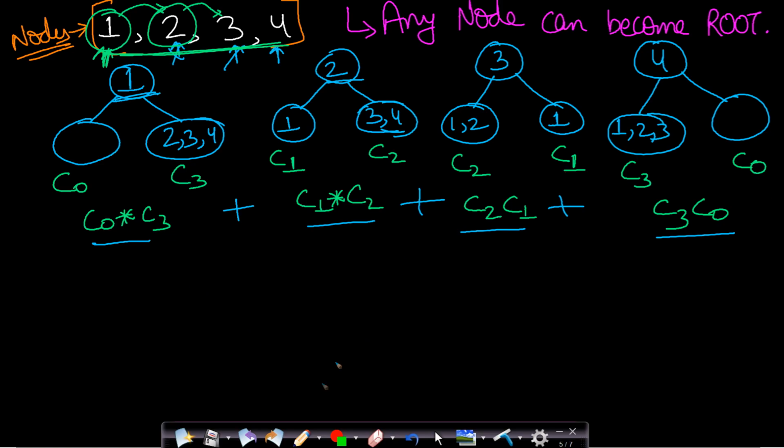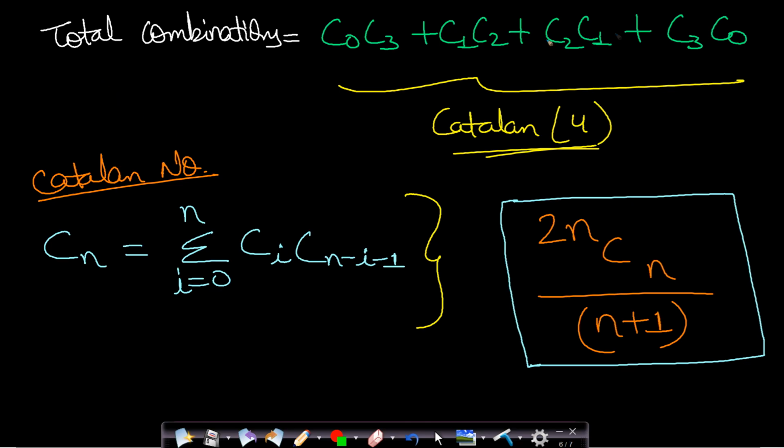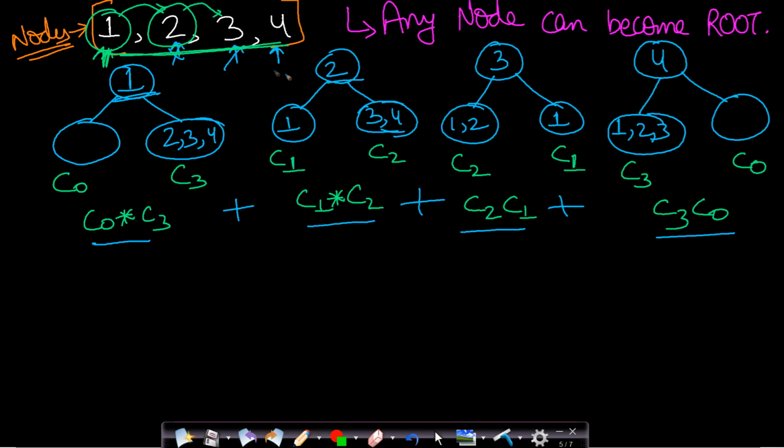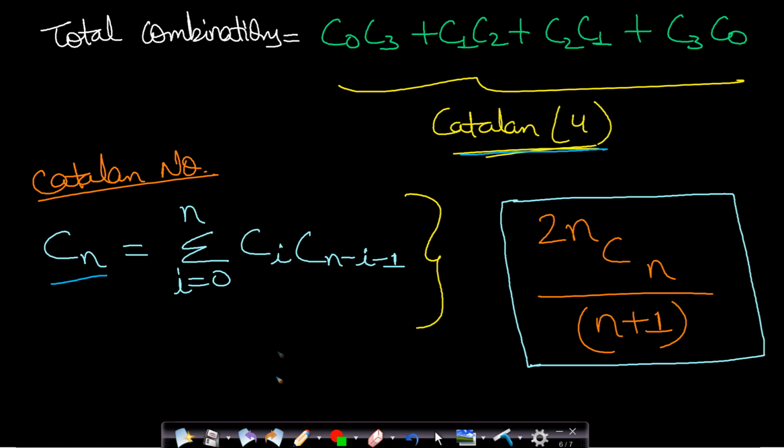So what is this formula? If you look at it closely, this is nothing but the Catalan number. Since we had 4 nodes, this is Catalan of 4. The Catalan number formula can be represented as Cn equals the summation of i equals 0 to n of Ci times Cn minus i minus 1. This is not very simple to figure out, but once you understand how this problem is related to the Catalan number, then it becomes simpler.